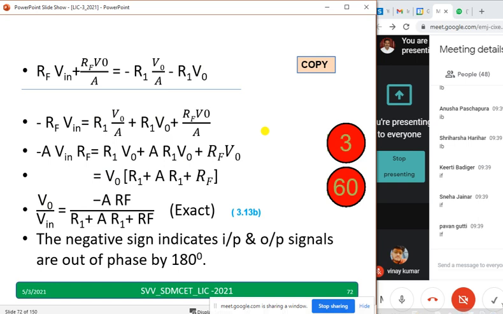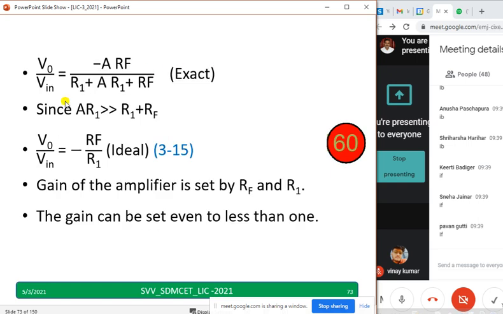Let us go to the next slide. V0 by Vin, the same thing I had taken from the previous slide, and since AR1 is very high compared to R1 plus RF. Why? Because A is very high. Very high into R1 definitely will be greater than R1 plus RF. So therefore I am writing minus A RF divided by A R1. A gets cancelled. I got a minus RF by R1.